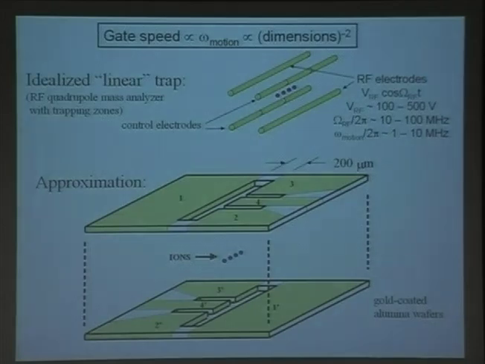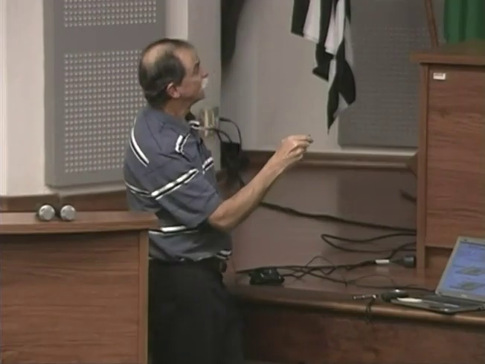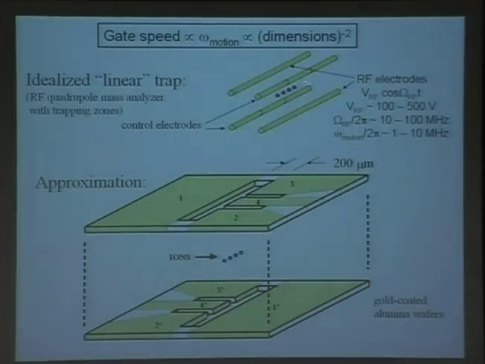I won't go into all the details, but the speed of the gates they're talking about is proportional to the motional frequencies of this pseudo-molecule. Those in turn, given all the other parameters being the same, go as one over the dimension squared. So the message here is we'd like to make this structure fairly small. It becomes difficult to use conventional machining when we go down to dimensions of less than a millimeter.